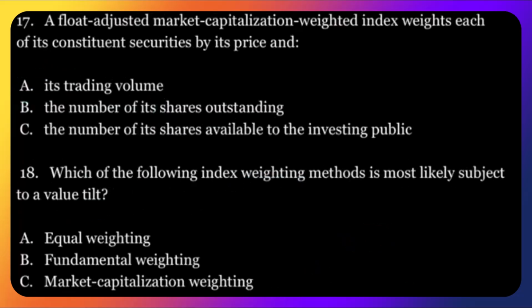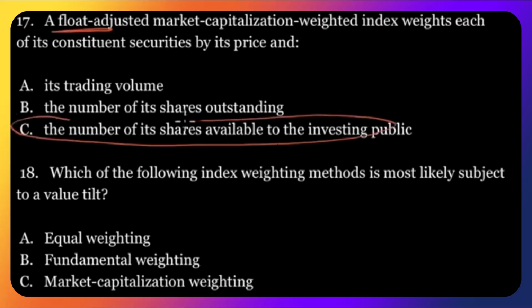A float-adjusted market cap weighted index weights each of its constituent securities by its price and the number of its shares outstanding, or the number of its shares available to the investing public. Well, it is float adjusted, so it would be the number of shares available to the investing public.